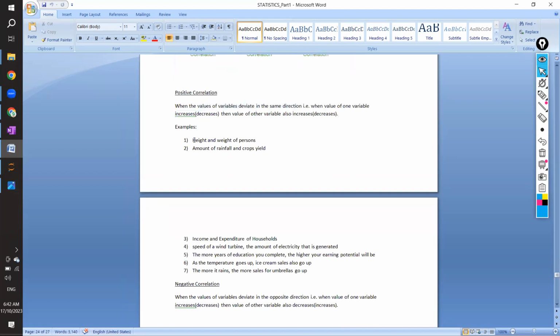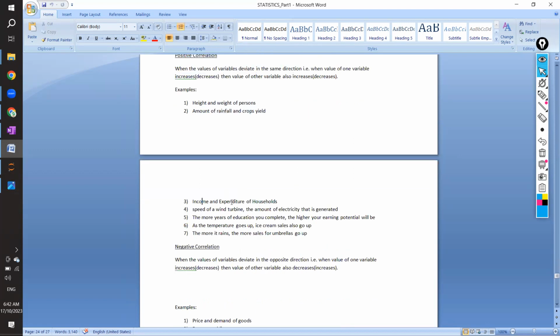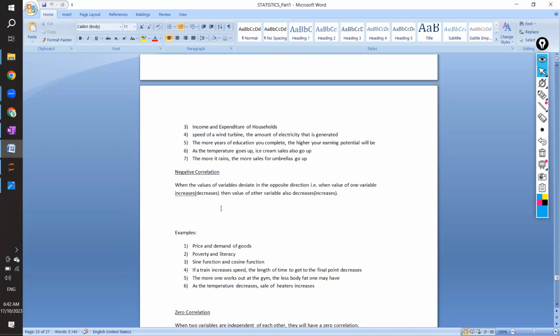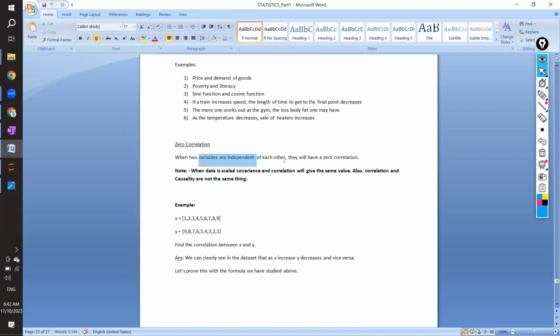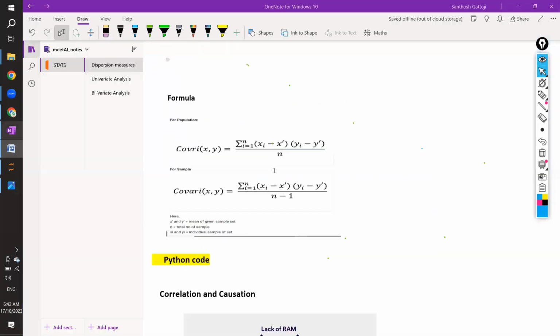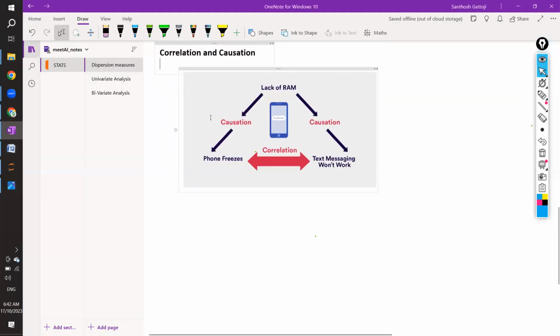Positive examples are height and weight: height increases, weight increases. Amount of rainfall and crop yield. Income and expenditure: if income increases, expenditure increases. Like that we have a lot of examples. Similarly, negative is the different part. Zero is when they are independent of each other. And correlation and causation are also not the same thing. I think till here we have seen correlation and causation.